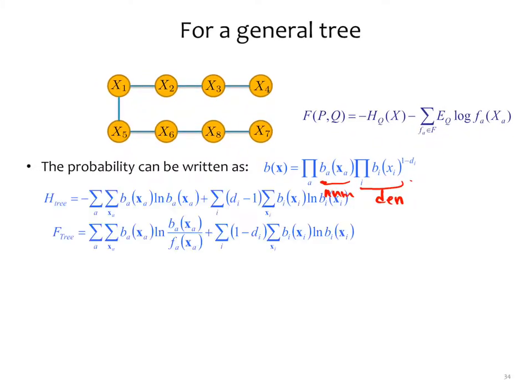Okay. So if I compute the probability of that, the entropy will look like the set of the interaction terms and the set of the unary terms that are in the intersection, multiplied by their degree. This is for a general tree, and this is where the D is coming from. And similarly for F. So this is the case for a general tree.